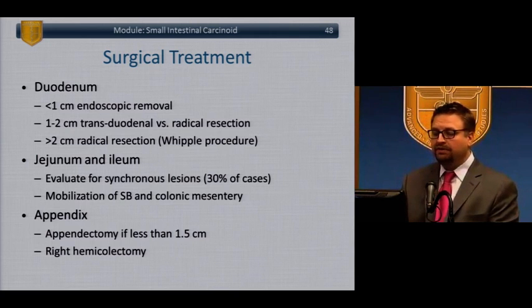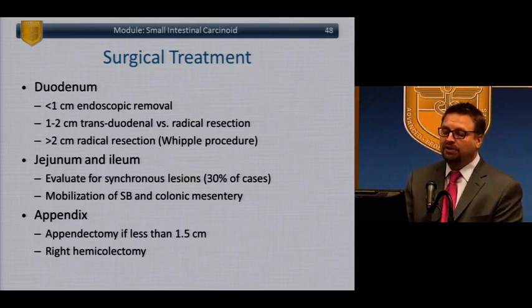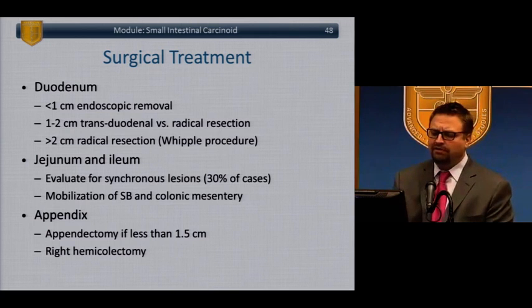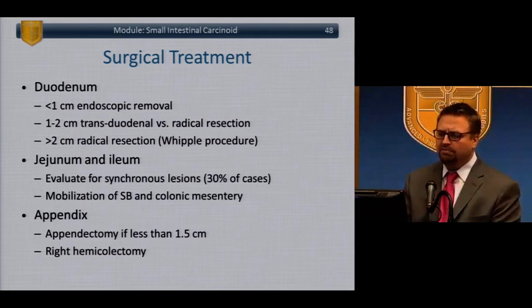And then the other place these will be found is in the appendix. And we'll talk more about that in the appendix and colon lecture. But again, small lesions do well with appendectomy. Larger lesions, more than 2 centimeters, right colectomy.